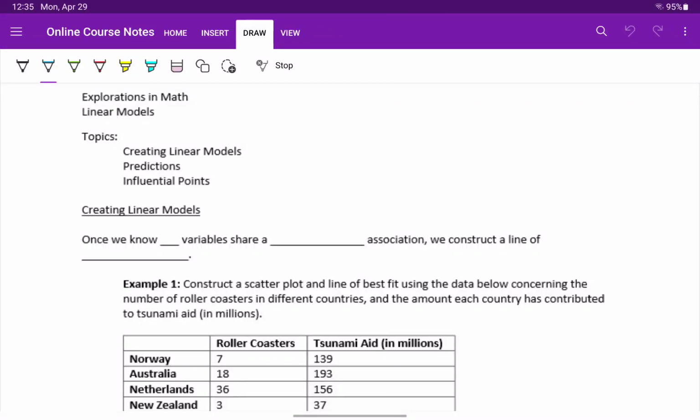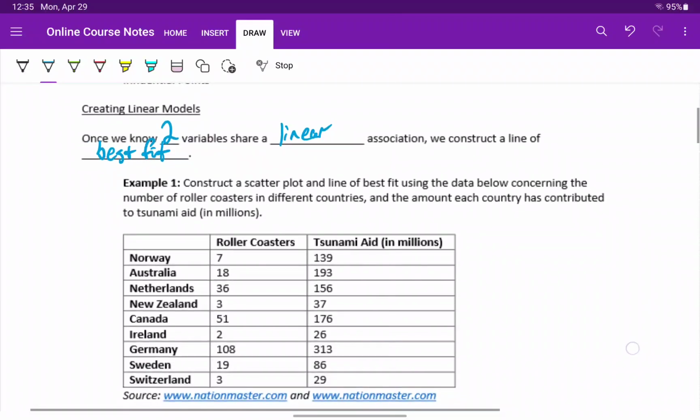Once we know that two variables share a linear association, which we can measure by calculating the correlation coefficient R or looking at a scatter plot, then we can construct a line of best fit that models the pattern or behavior of that data in a linear fashion.